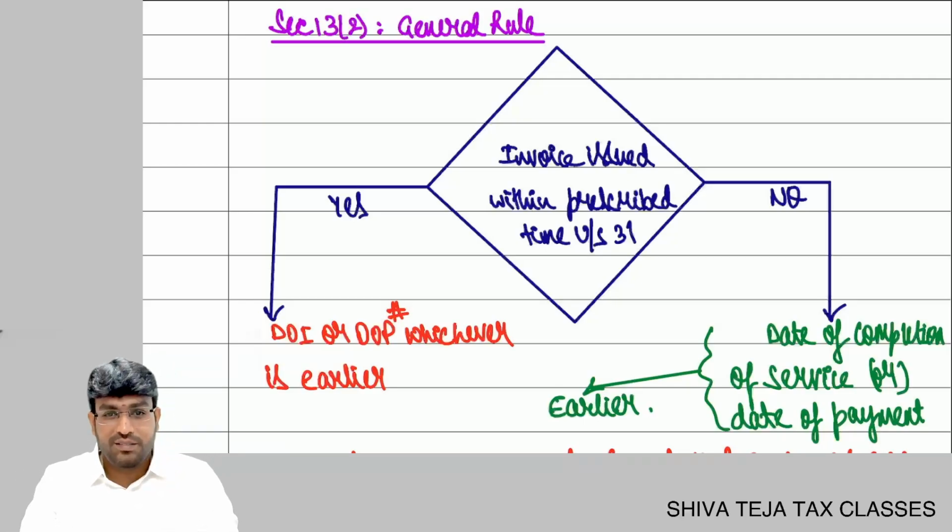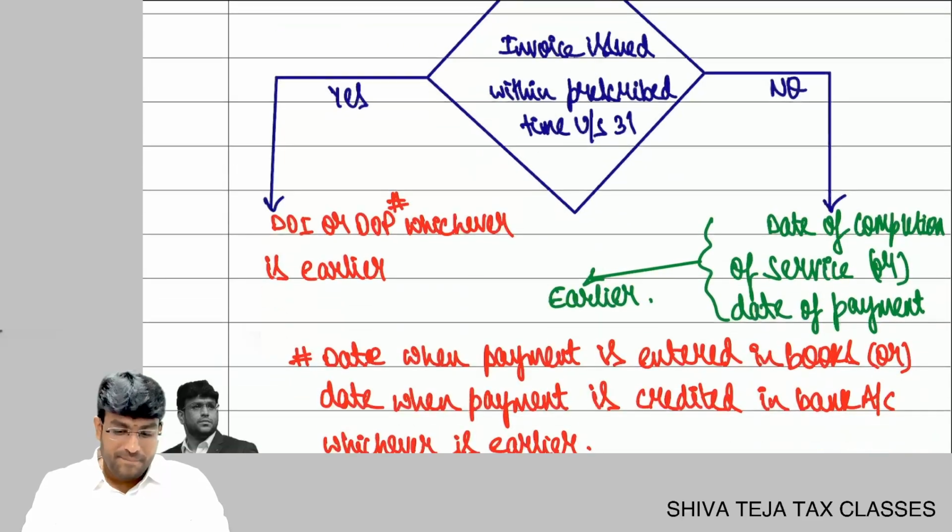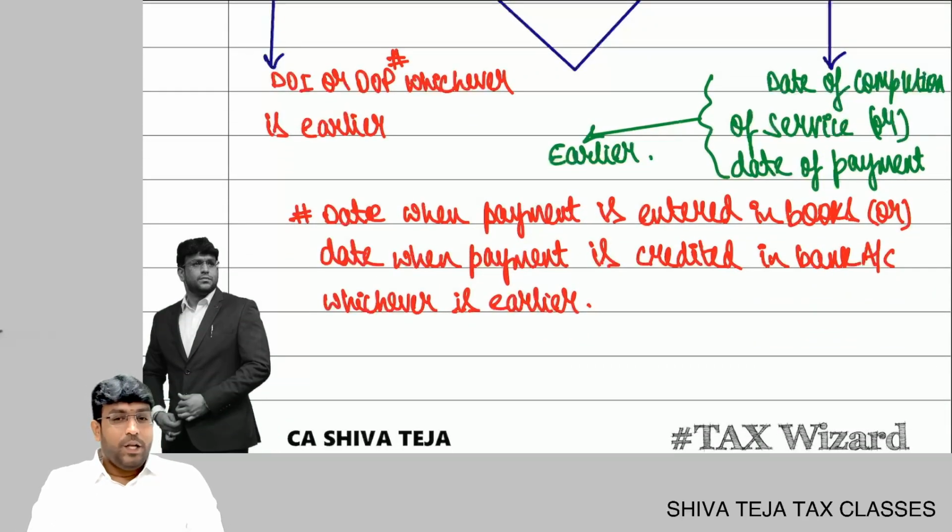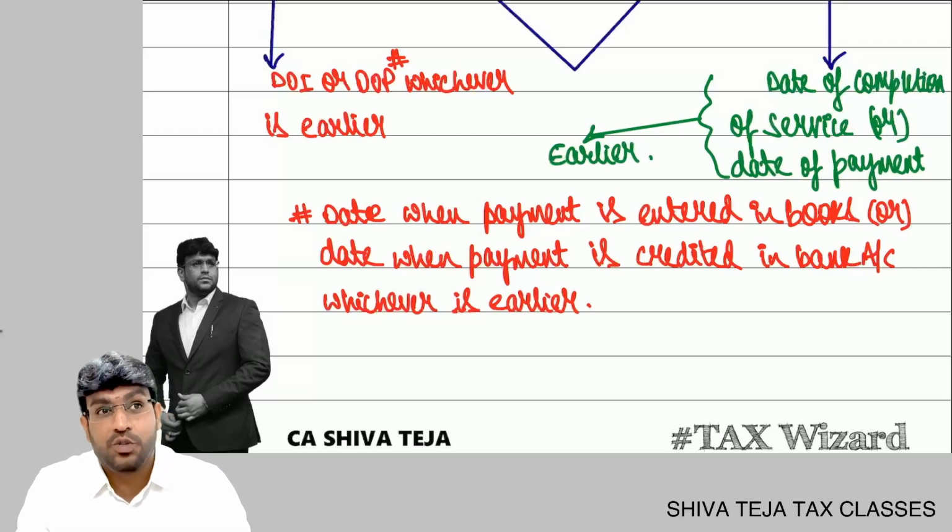Oh, this one, okay. Done? Date of payment means date when payment is entered in the books or date when payment is credited in the bank, whichever is earlier. And in RCM case, we will use the word debited instead of credited.